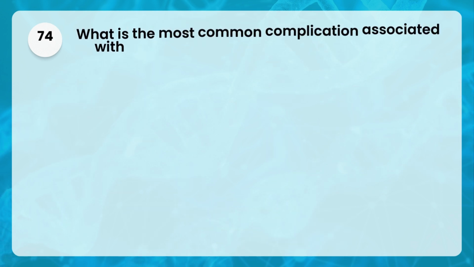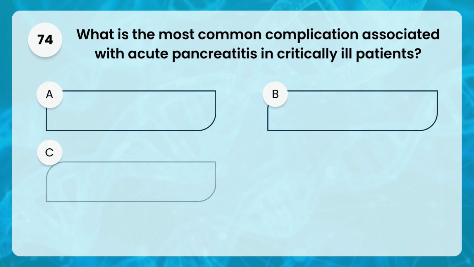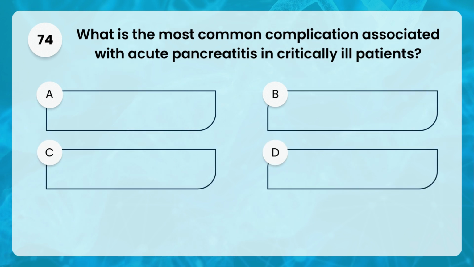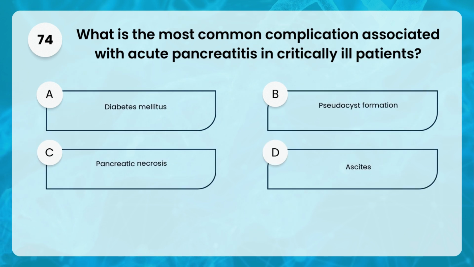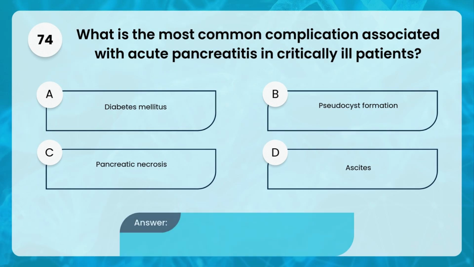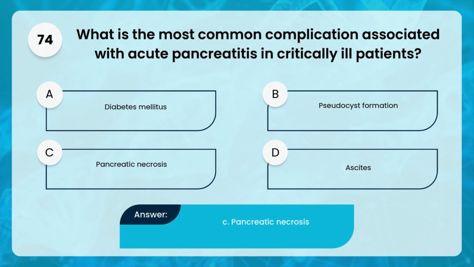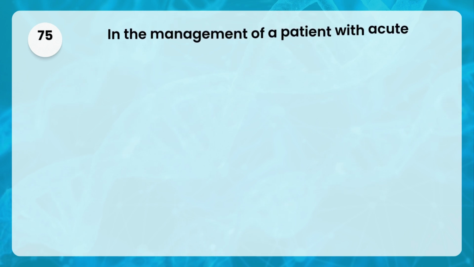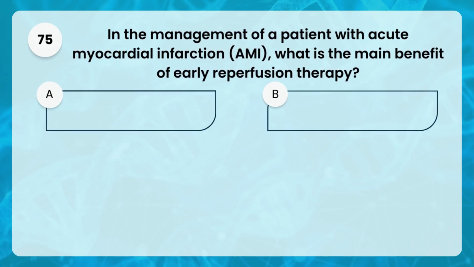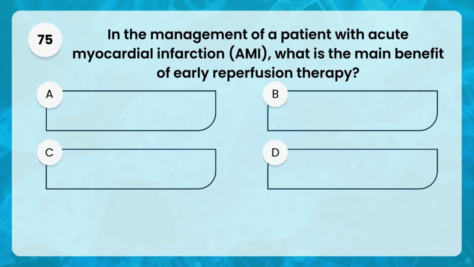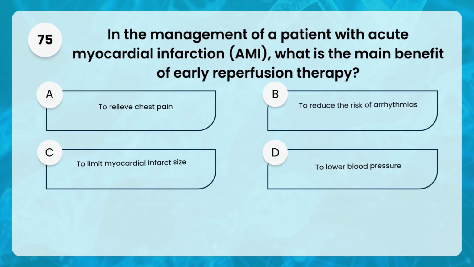Number 74. What is the most common complication associated with acute pancreatitis in critically ill patients? A. Diabetes mellitus. B. Pseudocyst formation. C. Pancreatic necrosis. Or D. Ascites. The answer is C. Pancreatic necrosis.